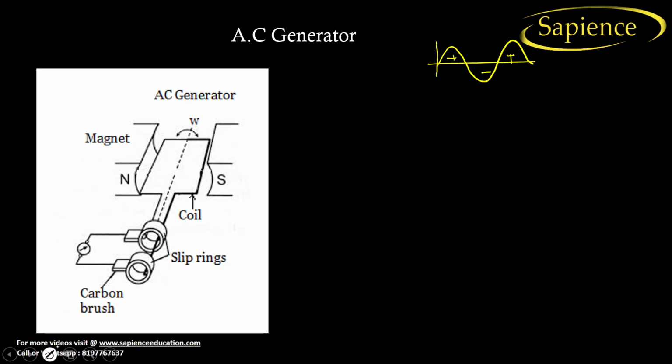Now how is this generated? We will discuss this, but before that we need to understand how the generator is made. Let us suppose this is your magnet. A strong magnet is used here, with a north pole and a south pole, and between them a coil is placed. The coil is made up of an armature, that is soft iron.